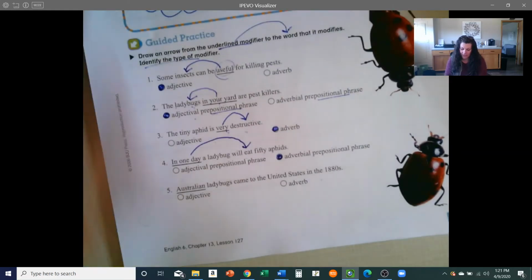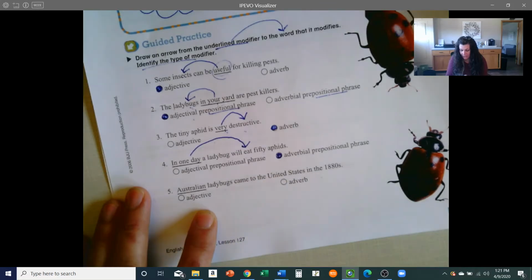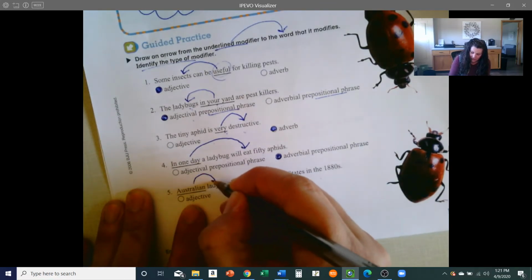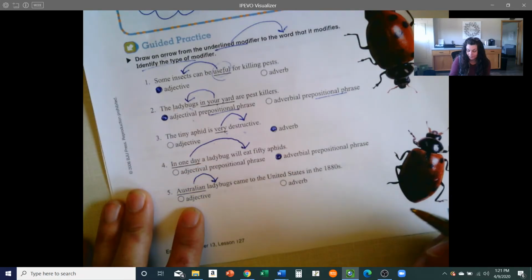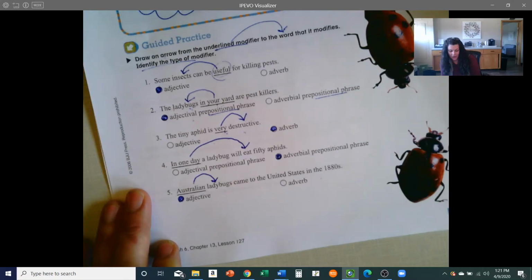Okay. Then, Australian ladybugs came to the United States in the 1880s. Australian is describing the ladybugs. That makes it an adjective. Okay.